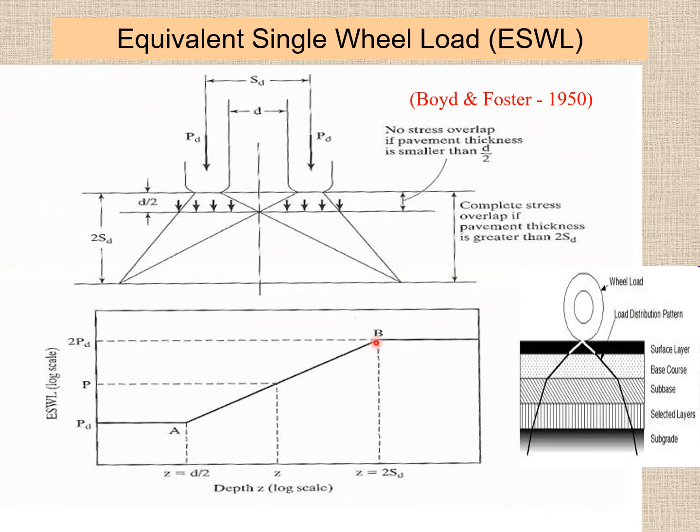Now you can see that when you have plotted this line, corresponding to any depth Z, you can get the equivalent single wheel load. For example, if you consider this much depth, corresponding to that you can see that this is the equivalent single wheel load. Now in this diagram, you can see the wheel load distribution is shown, and you are familiar with that pattern.